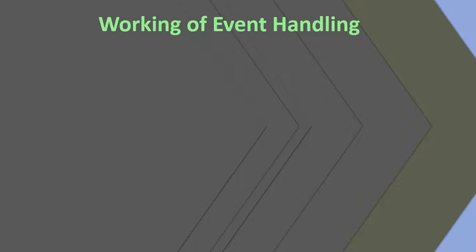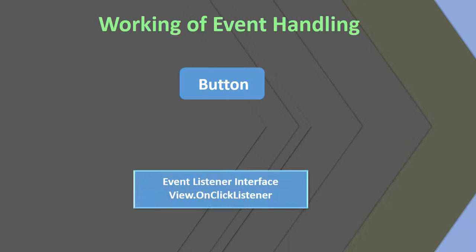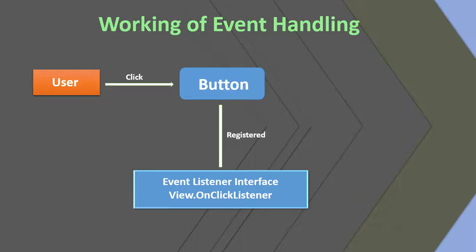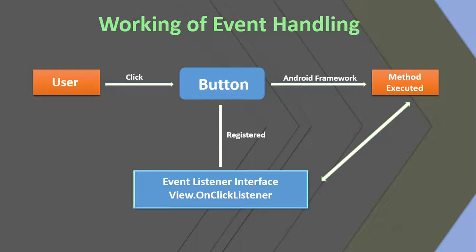Now to understand event handling, I am going to explain how it works. Suppose we have a button, and that button is registered with the View.OnClickListener interface. This View.OnClickListener is basically an event listener that handles the event of the button click, and it is registered to the button. When the user clicks on the button, an event is generated, and that event is handled by the object which is registered with the OnClickListener interface. After that, what does the Android framework do? It simply executes a method, and that method is present inside the OnClickListener interface.